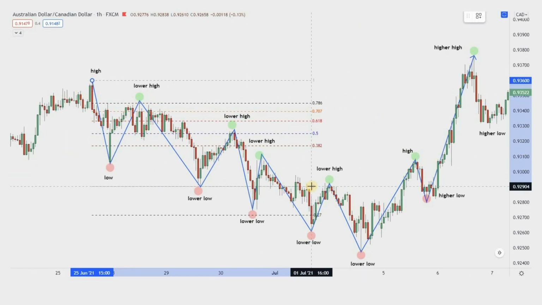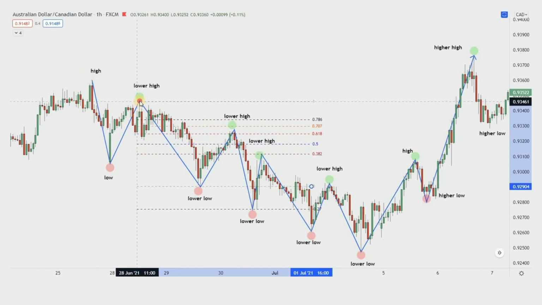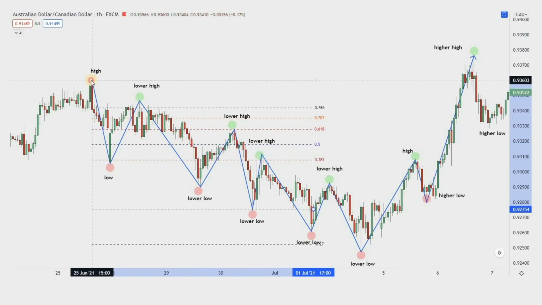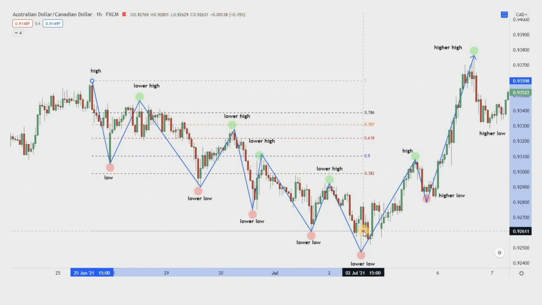We can apply the Fibonacci to different highs and lows. For example, we can draw them from the first high to the last lower low. We can include one, two, or more higher lows inside the Fibonacci. Personally, I prefer to draw them on a single impulse.